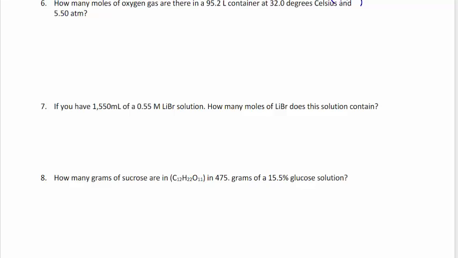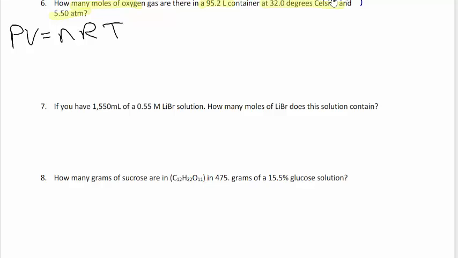Number 6, this is another gas law problem. They give us the volume of the gas, the temperature of the gas, and the pressure of the gas, and they're asking for moles. So on your equation sheet, you're going to look for the equation that has volume, temperature, pressure, and n for moles, and that's PV equals nRT.